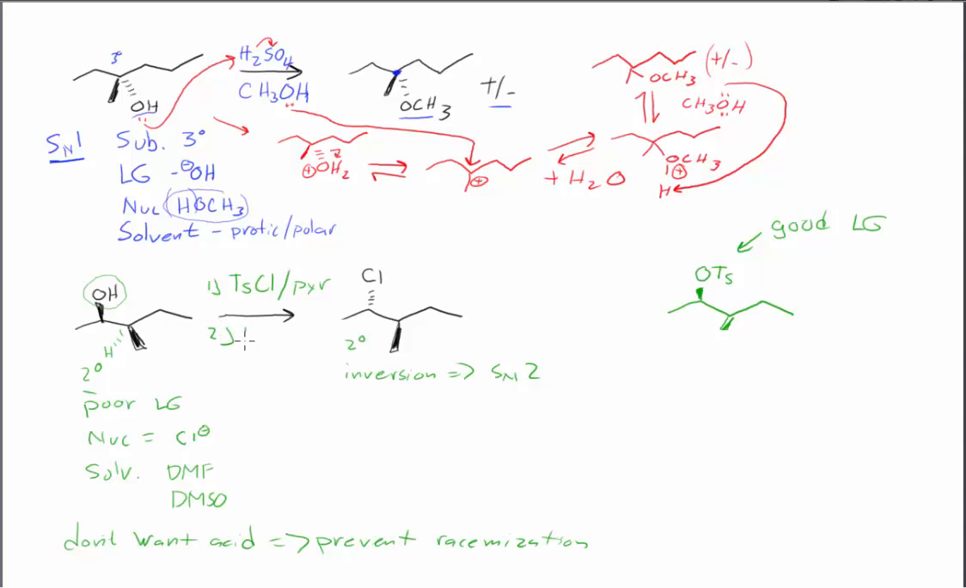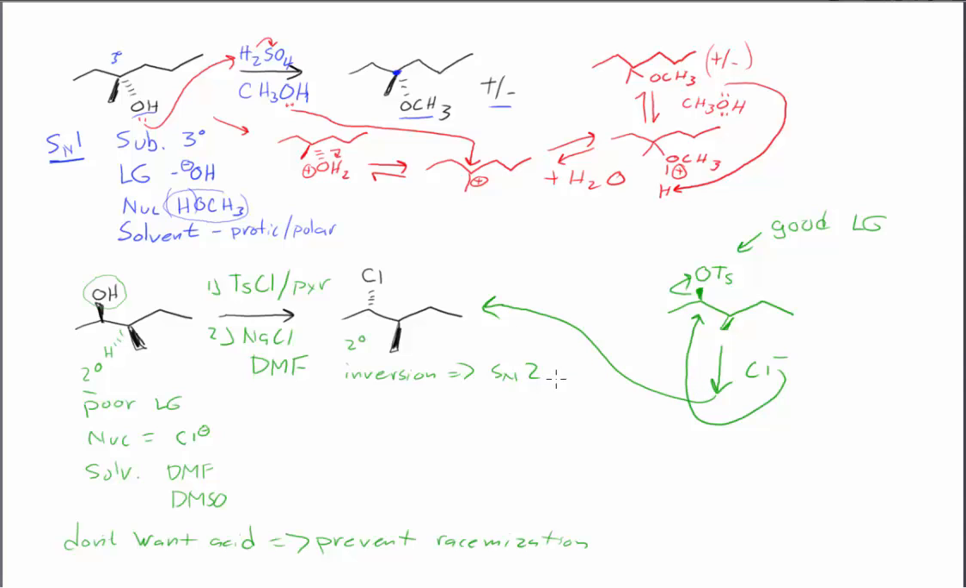The second step then is to add the nucleophile and some solvent that promotes SN2 chemistry. And so the chloride, I can draw it right over here, Cl-, can do an SN2 backside attack, and that will produce this product.